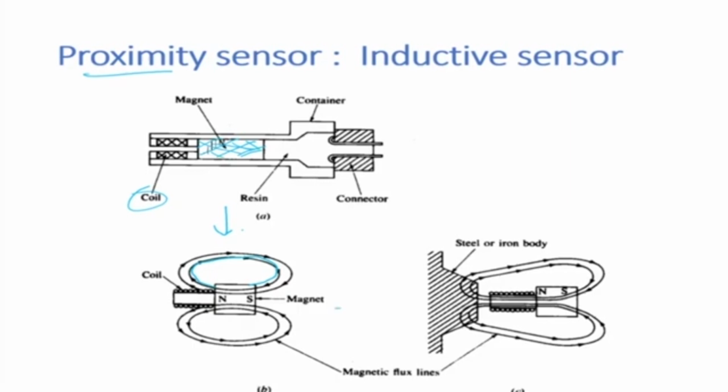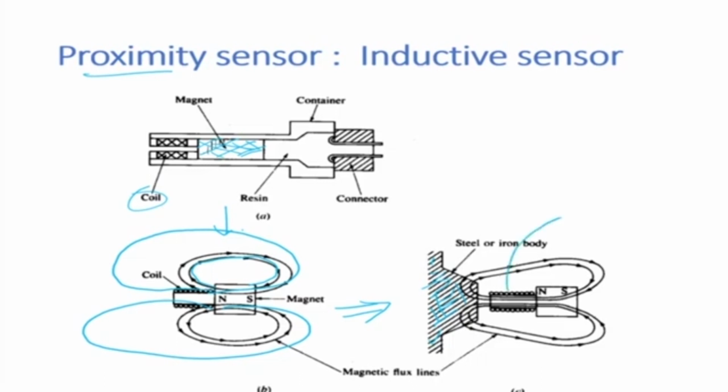Now, the moment something comes in front, you can see here, a ferromagnetic object has come in front, the lines of force will be pulled out like this. The moment they are pulled out, they are going to cut the coil, and if they cut the coil, they will induce an EMF in the coil, which means creating a voltage. So here there is no voltage, voltage is zero. Here the voltage will be something called V1.